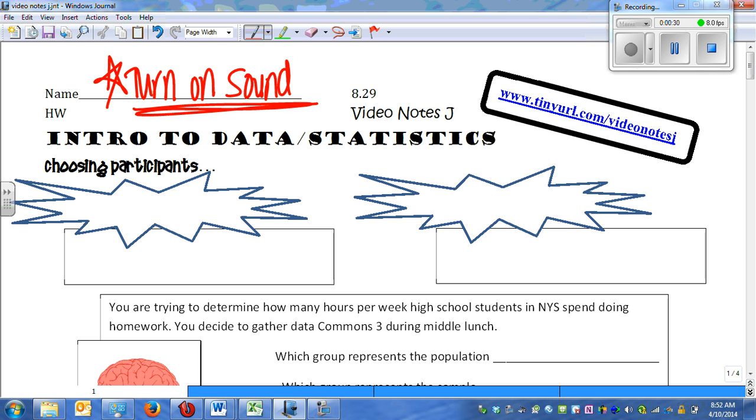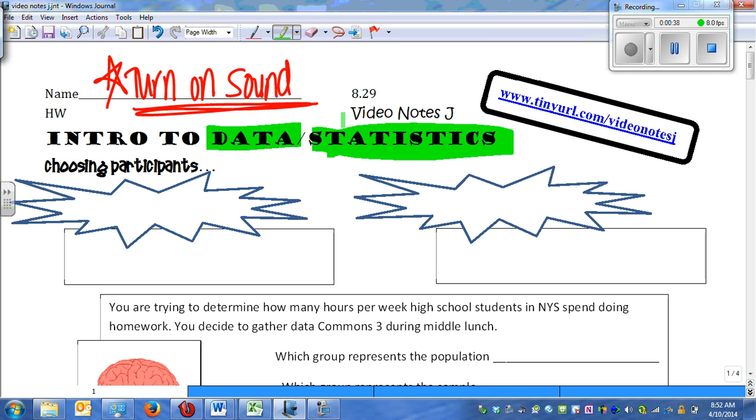Before we get into anything mathy though, I do want to give you just a basic introduction to data and statistics. Data is information gathered from real-life sources, and statistics is the mathematical analysis of that information. In this unit, we'll concentrate on the statistics or the mathematical analysis part of the data more so than gathering it. But it's worthwhile to have a background on how data is gathered.